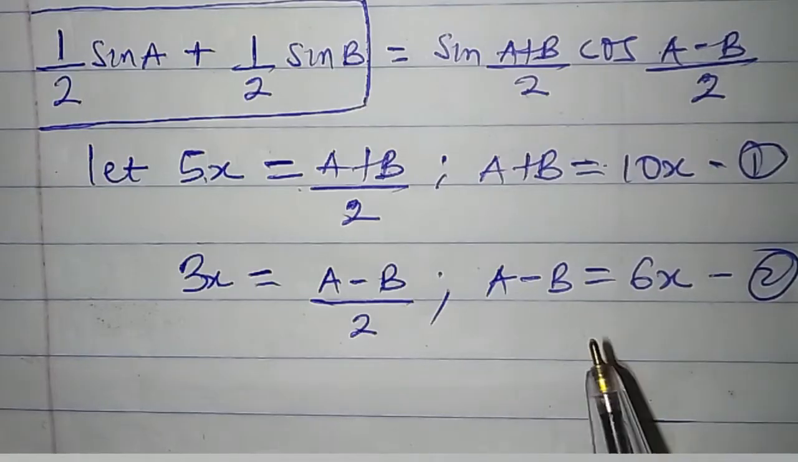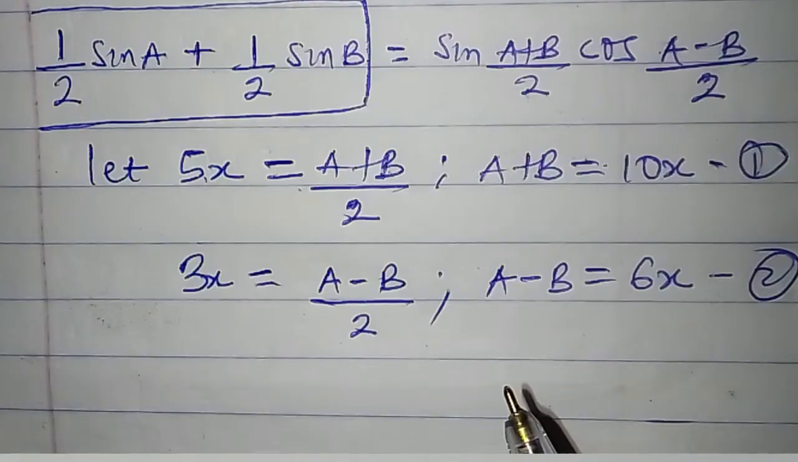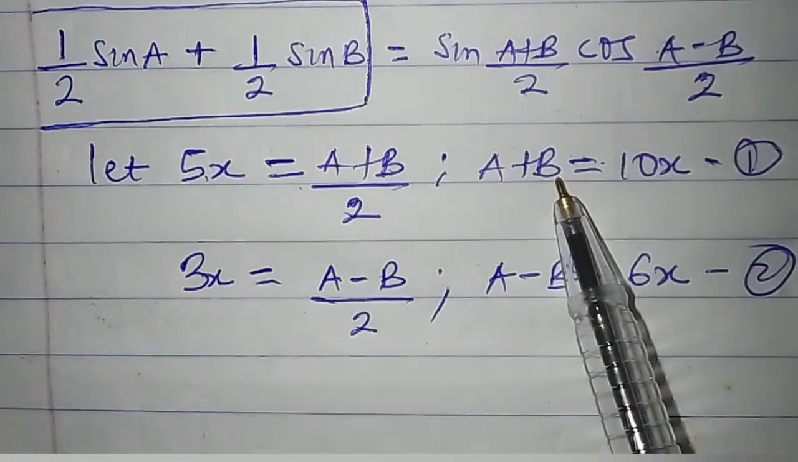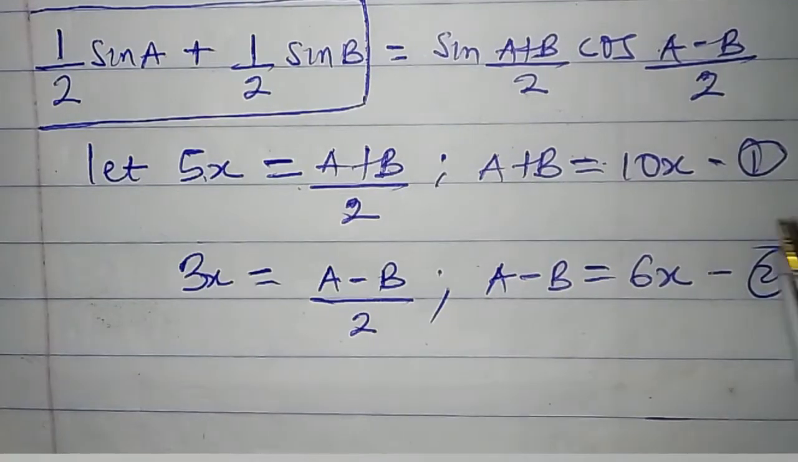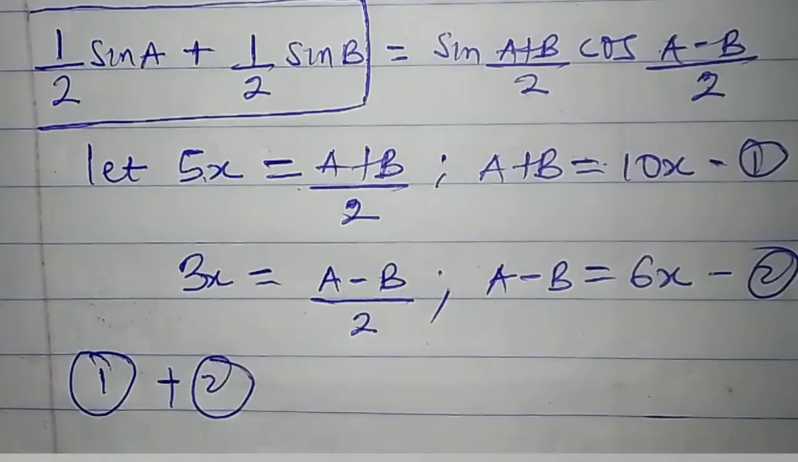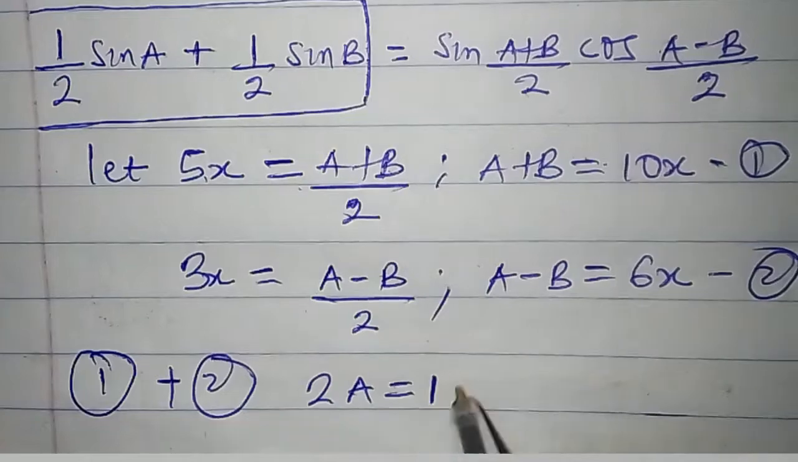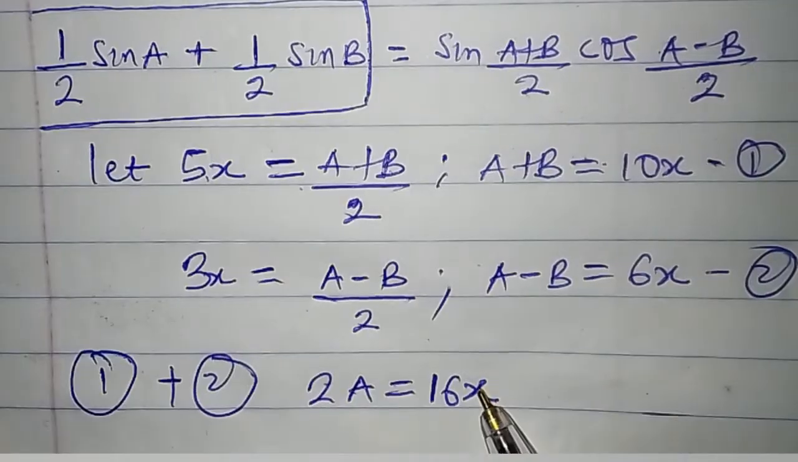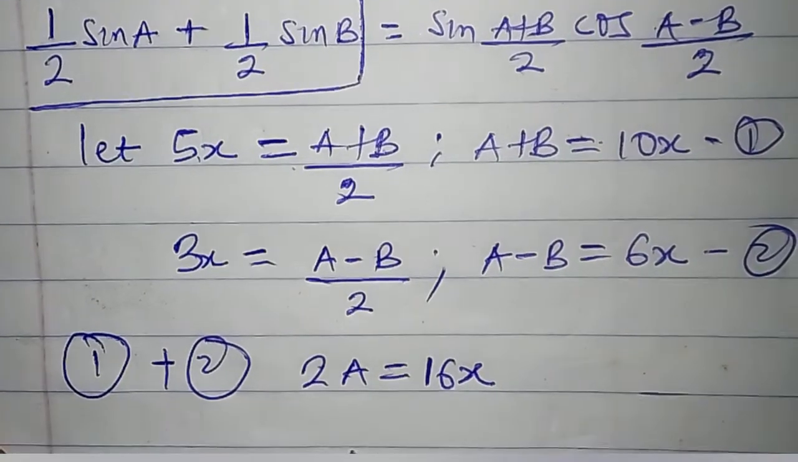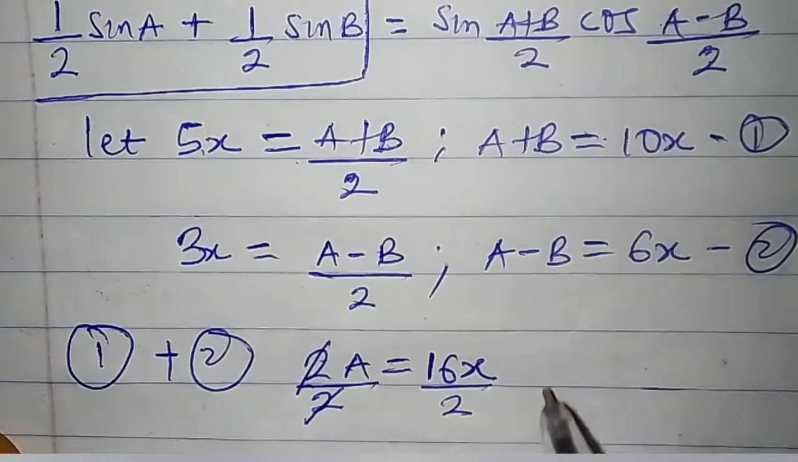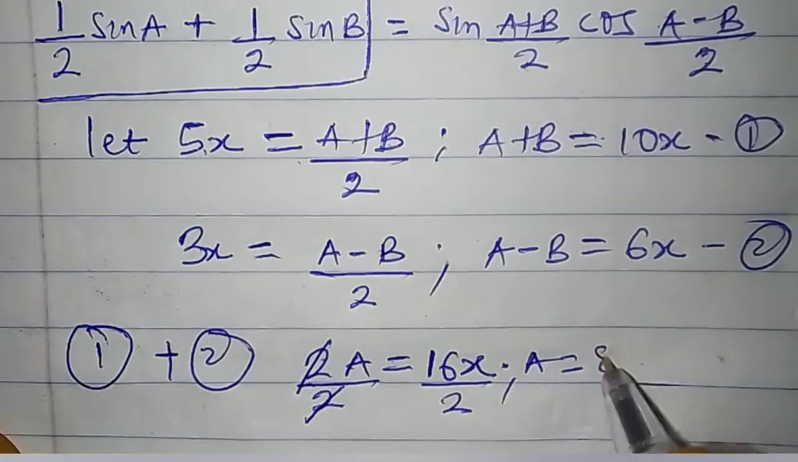Let's get A first. To get A, we have to add equation 1 and equation 2. A plus A is 2A. B plus minus B is 0. 10x plus 6x is 16x. So if we add equation 1 and equation 2, we'll be having 2A is equal to 16x. You get it? A plus A is 2A. 10x plus 6x is 16x. So A is actually equal to 8x. Divide both sides by 2. So A is equal to 8x.